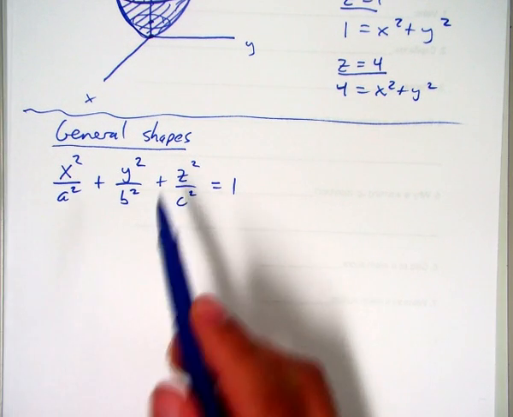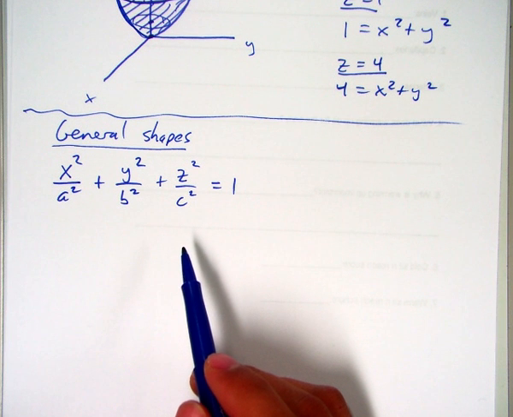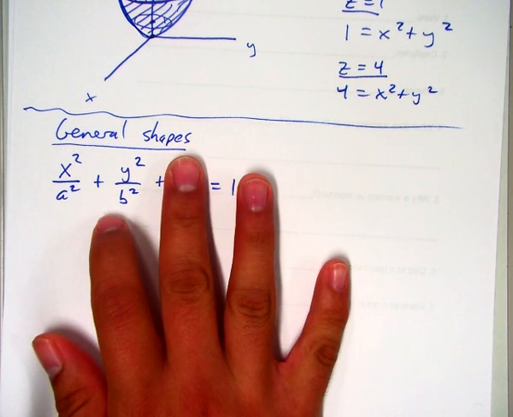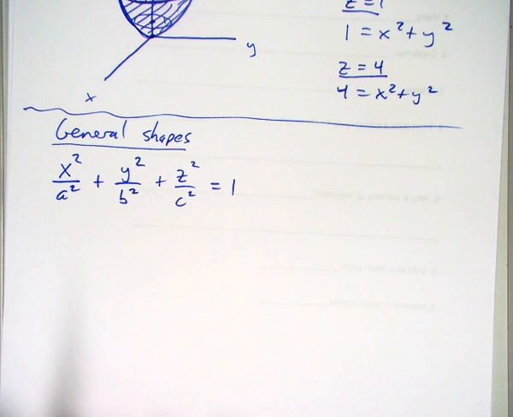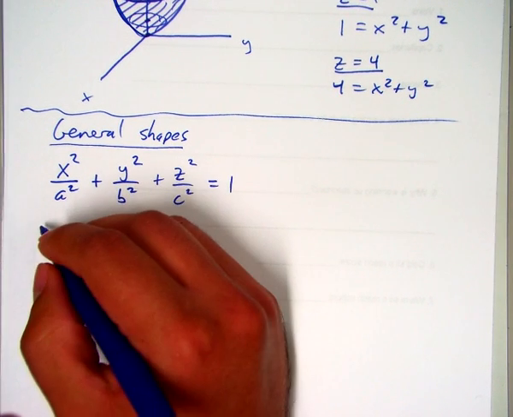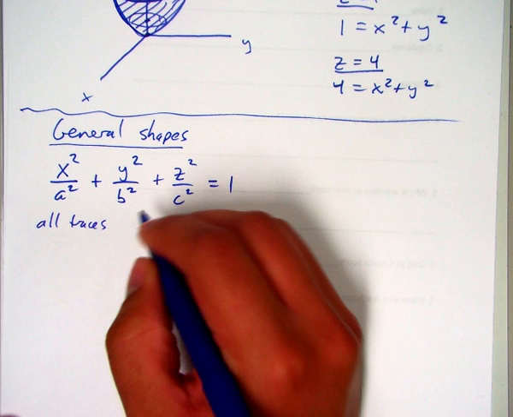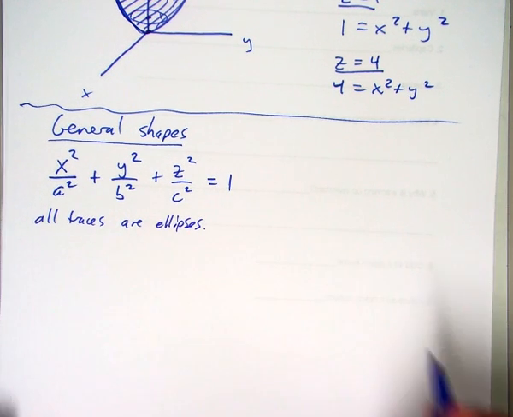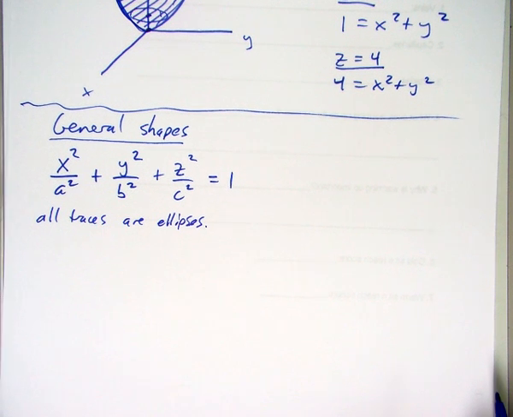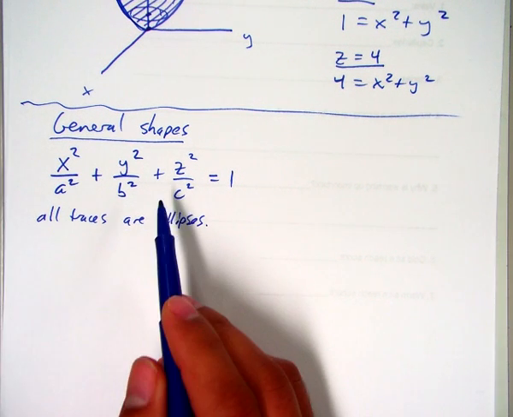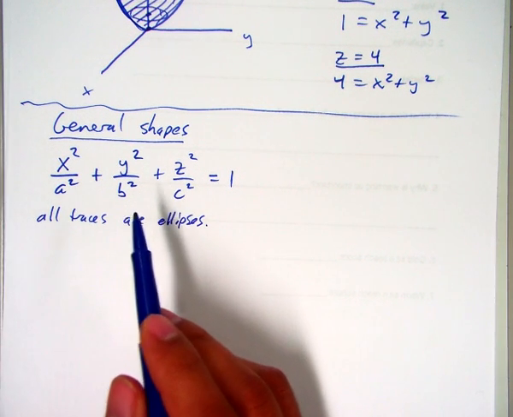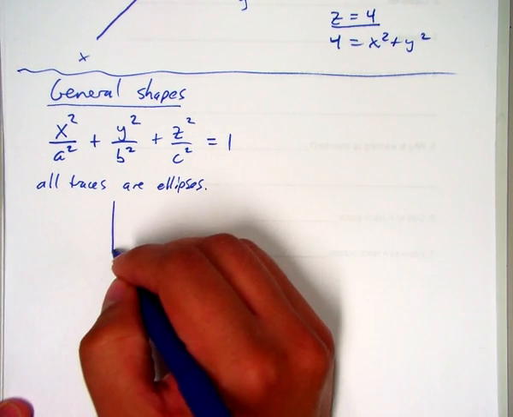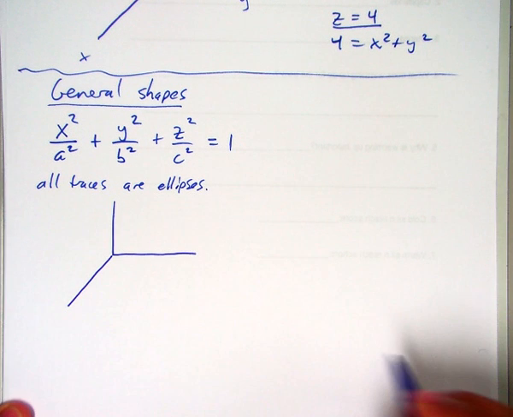Which looks suspiciously like what? An ellipse, right? I mean, if you ignore one of the terms, it's just an ellipse. And actually, that's what's going to happen. If you do traces, all the traces are ellipses. Okay, the equation may not start out in this form, but you can transform it into something that looks like this, and the graph is exactly what you think it would be.